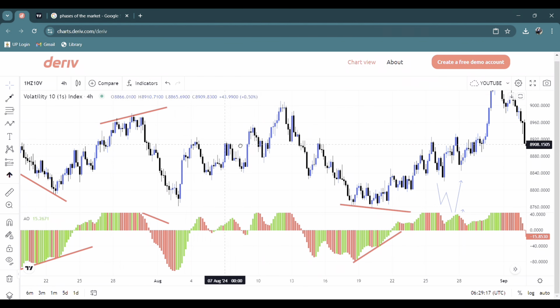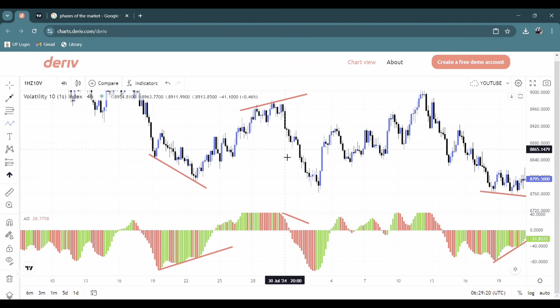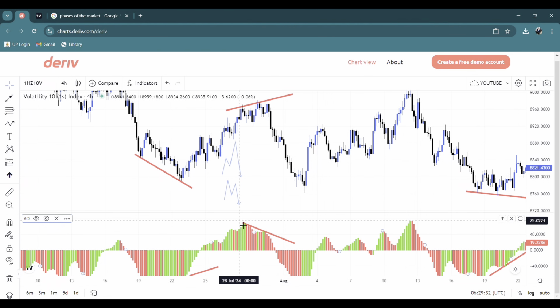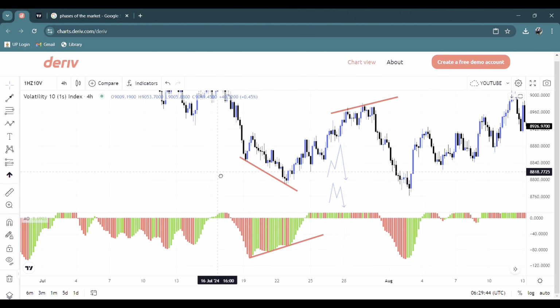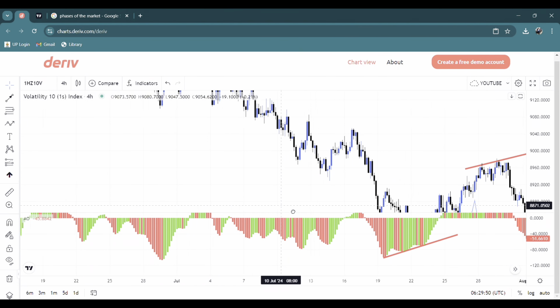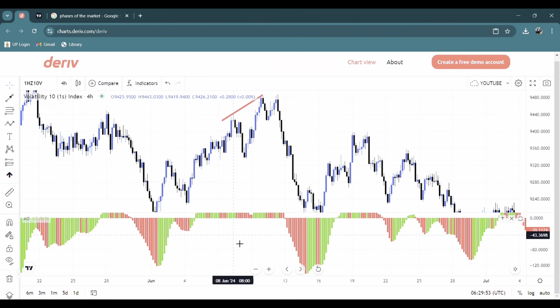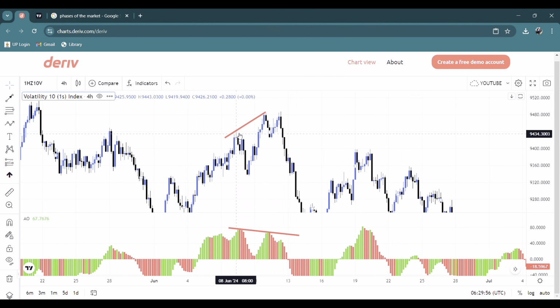Move on to the next example. Remember, divergence is when the market is doing one thing, whereby the awesome oscillator is doing another. They're doing opposites. As you can see right here, the market was making higher highs, whilst the awesome oscillator was making lower lows. So we have what you call divergence. Another example, the market is making lower lows whilst the AO is making higher highs. Another example, the market is making higher highs, awesome oscillator making lower lows.